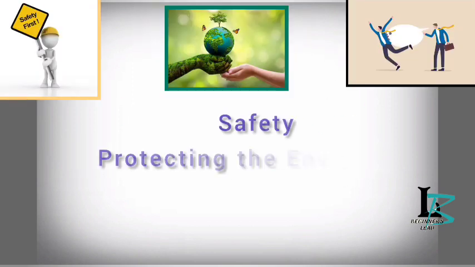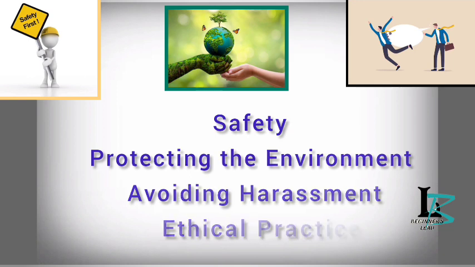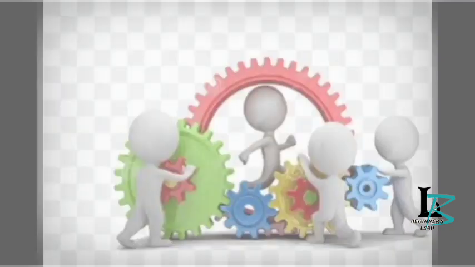Code of Ethics. According to the American Institute of Chemical Engineers, in all plans and considerations associated with solving problems, chemical engineers have the responsibility to promote safety, to protect the environment, to treat others with respect and fairness, and to act ethically. The use of teams in solving problems.